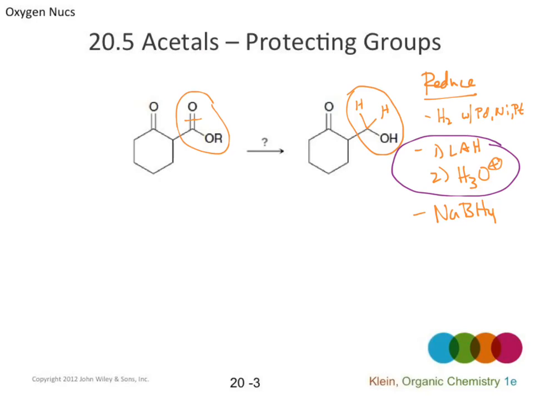Okay? What's the next issue? Lithium aluminum hydride reacts with what? Esters and ketones and aldehydes. What's the other functional group in there? It's a ketone. What happens if we just add lithium aluminum hydride? It reduces both. Okay? So we can't add just lithium aluminum hydride. We have to come up with some way that we can prevent the ketone from reacting. How can we do that?